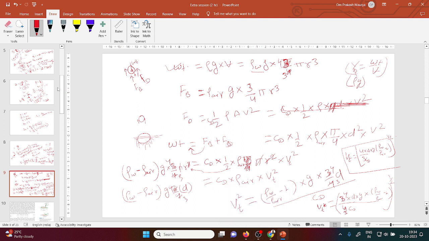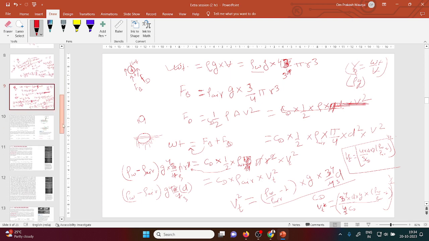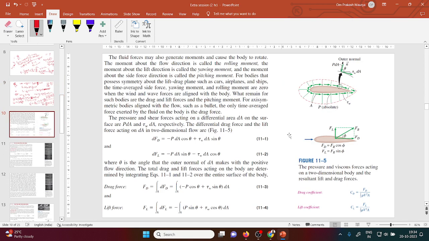So now we'll start with the drag and lift concept. Basically, the drag and lift concept is very important in designing aerodynamic things like aeroplanes, and automobiles also. Drag and lift concept is very important.